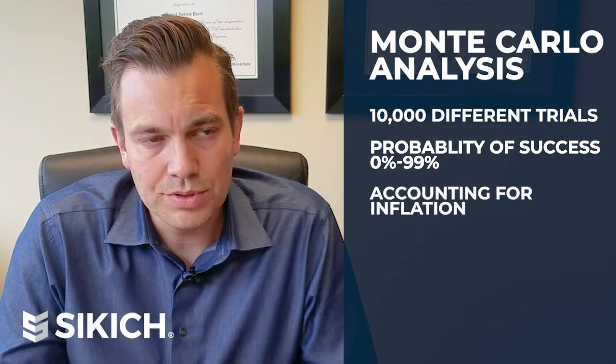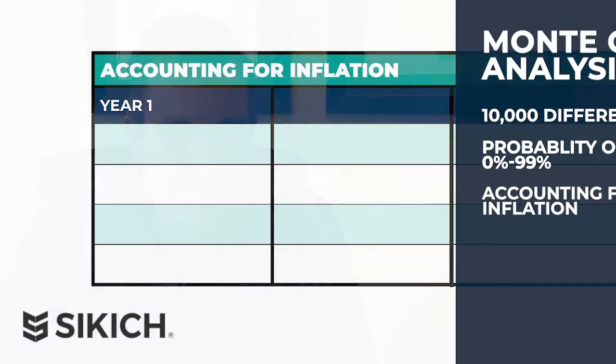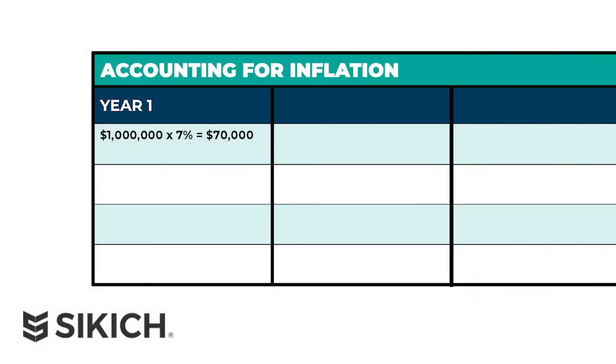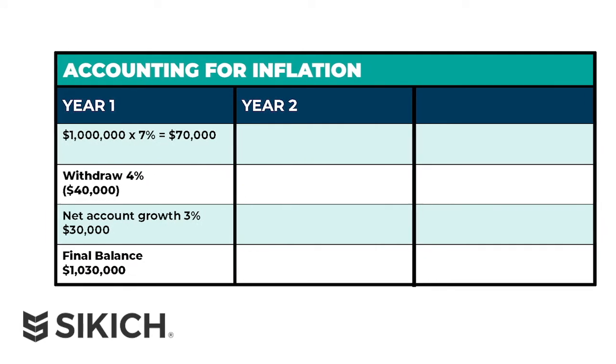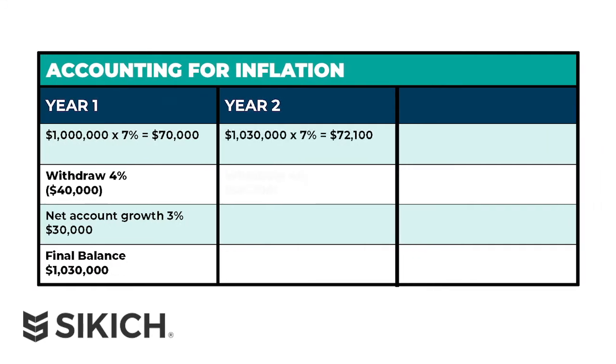So let's look at another example. Let's say Dave had $1 million in his portfolio, and he needed to take out 4% a year on a steady 7% rate of return. If the $1 million portfolio earned 7% the first year, you'd have $70,000 at the end of the year. If you took out $40,000 and you had 3% built in for growth, at the end of the year, he would have $1,030,000.